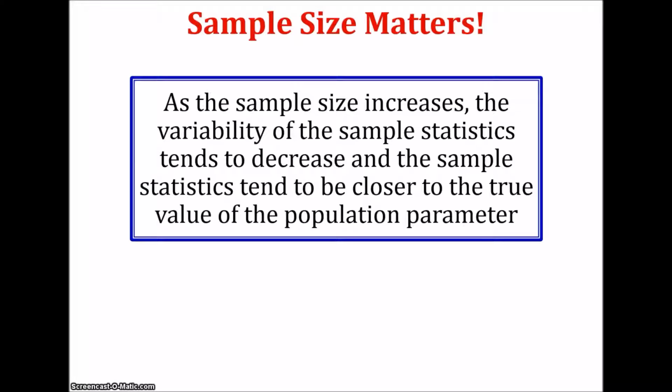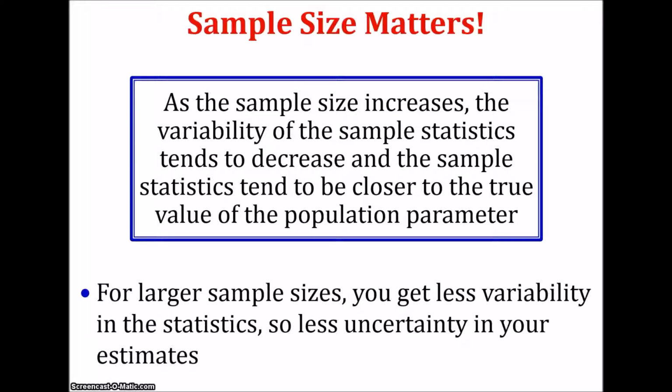A really important point that's going to be emphasized in this week's discussion board activity is that sample size is important. As the sample size increases, the variability in the sample statistics in that sampling distribution tends to decrease, and the sample statistics tend to be closer to the true value of the parameter. So you have a better estimate when you have a larger sample. For larger sample sizes, you'll see less variability in the statistics, so there's less uncertainty in your estimate.